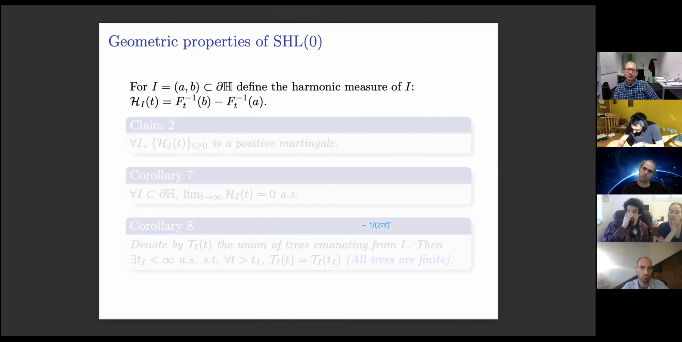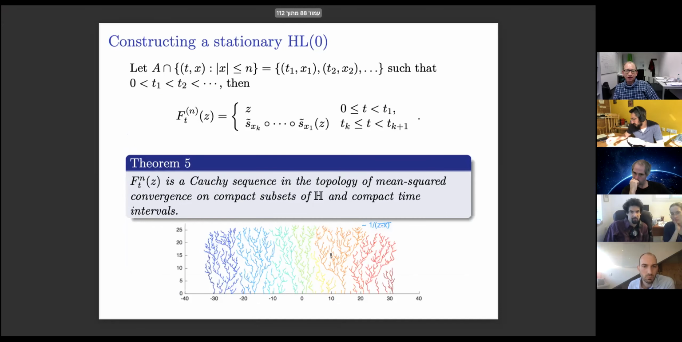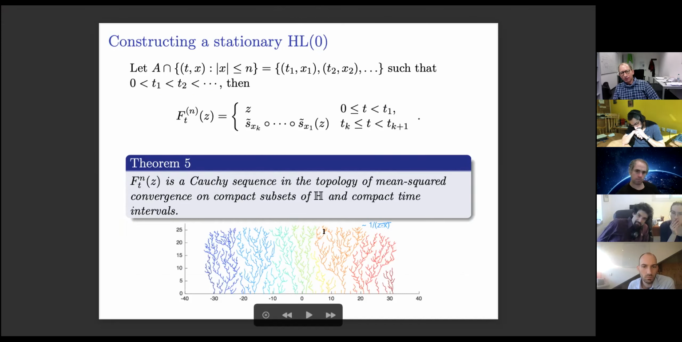And then, the same way that you can prove that the classical Hastings-Levitov is one-ended, we can prove that all the trees are finite. What happens is that we have a growth of trees. Maybe I'll go back so that you see the picture. That's essentially what it looks like in simulation. Every time, new leaves are being added to each of the trees. But if you wait up to time infinity, all the trees are finite.